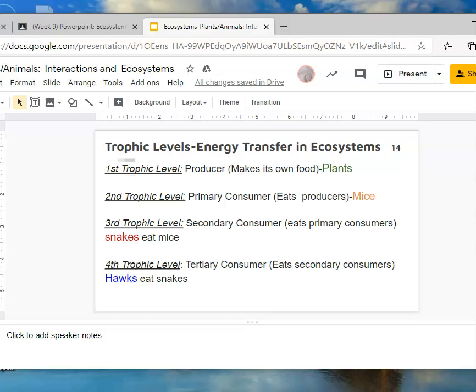Trophic levels or energy transfer in ecosystems. First trophic level is the producer. It makes its own food, like plants. Second trophic level is primary consumer, which eats the producers. The third trophic level, or secondary consumer, eats the primary consumer, like snakes eat mice. And the fourth trophic level is the tertiary consumer. It eats the secondary consumers, like hawks eat snakes.